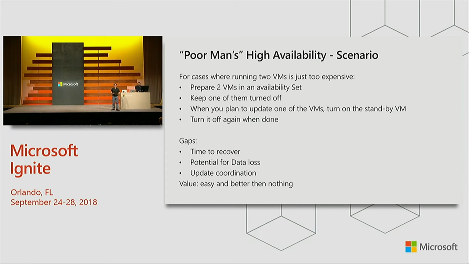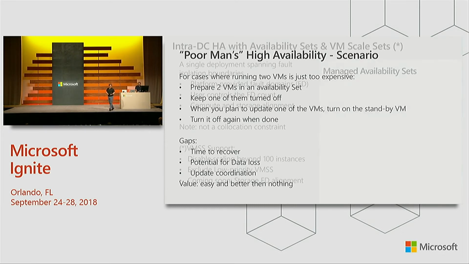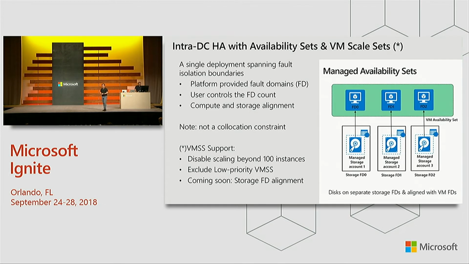Now let's talk about real high availability. And we'll start with the basics. When we launched Azure or infrastructure as a service early on, we rolled out something we called availability sets. The concept was that you have a single deployment which spans fault isolation boundaries. We call those fault domains. In reality, those are mapped to racks.